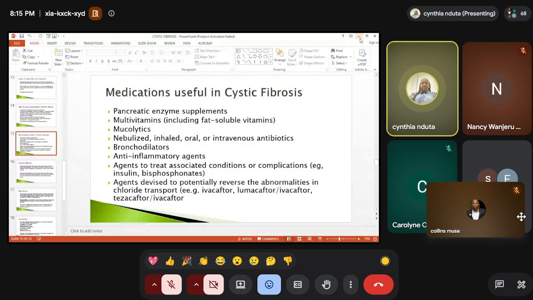So we also need our agents to treat any complications that could be there if you're not having proper digestion. And as well, we have said we need drugs that have been said to reverse the chloride channel functionality. And we mentioned the several drugs: ivacaftor, lumacaftor, tezacaftor.